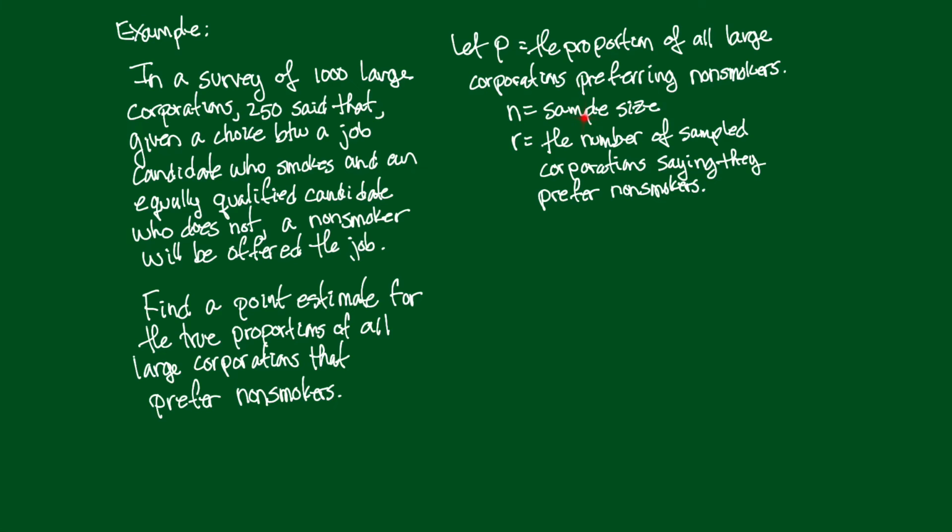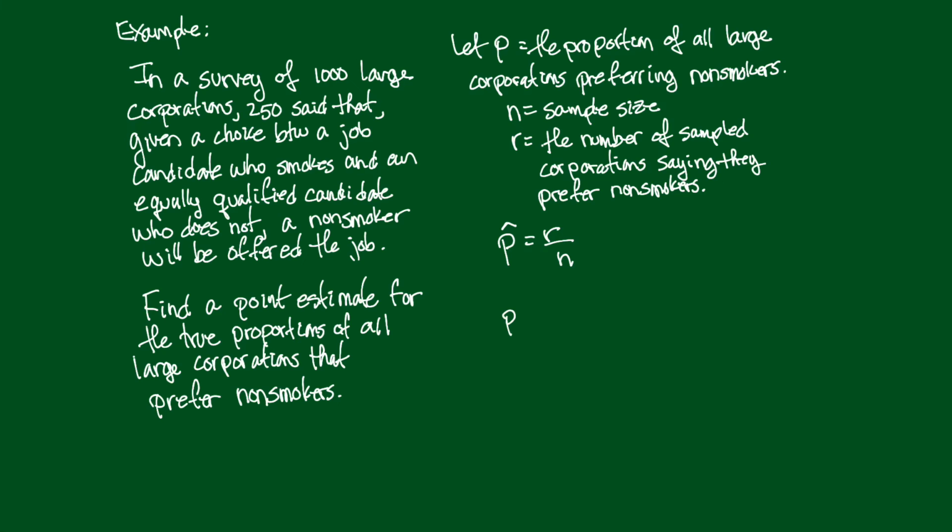N is going to be our sample size. R is going to be the number of corporations sampled saying that they prefer non-smokers. Now P hat, we have a formula for that. P is the true proportion, and here's our estimate, P hat, which is equal to R over N.